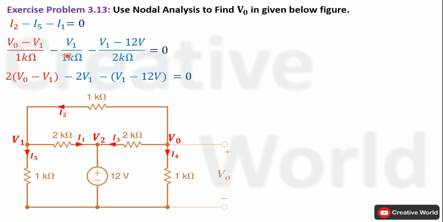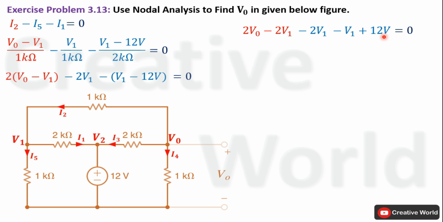Here product of 2 kilo ohm and 1 kilo ohm in denominator will cancel out with each other. Only 2 will be left and that 2 will multiply with V1. It will become 2V1. Here product of 2 kilo ohm and 2 kilo ohm in denominator will cancel out with each other. Only V1 minus 12 volt will be left. Now open these brackets. The equation will become 2V0 minus 2V1 minus 2V1 minus V1 plus 12 volt.